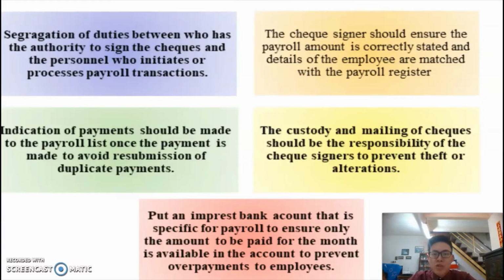Secondly, the check signer should ensure the payroll amount is correctly stated and details of the employees are matched with the payroll register. For example, the name and the address of the employee and also the agreement from the employee as well. Thirdly, the indication of payments should be made to the payroll list once the payment is made to avoid resubmission of duplicate payments. Also, the custody and mailing of checks should be the responsibility of the check signers to prevent any theft or alterations.